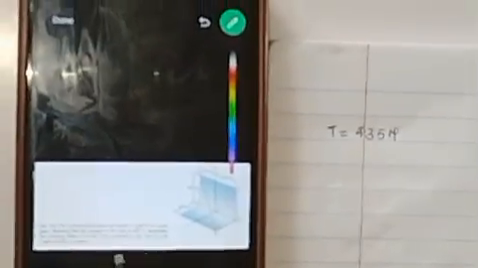Then the question says determine the moment about O of the force exerted by the wire on corner A. So this particular dot here is our corner E. Since I've already written the force, we are determining the moment about this particular point O of the force exerted by the wire on corner A. So we are determining the moment about this particular corner.